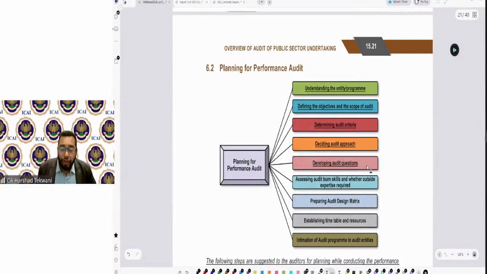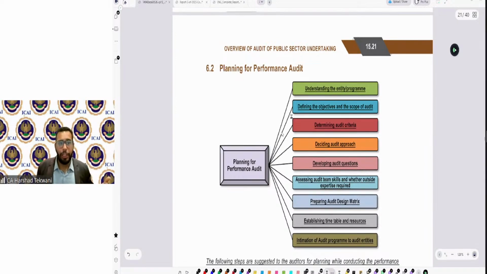Then developing audit questions. You assess audit team skills and whether outside audit expertise is required or not. You prepare audit design metrics, then you establish time and resources, and then you intimate the audit program. That is one part. That is the planning of the audit, not the performance. Performance will come. We are just talking about planning of the audit. And then based on the plan, you go and you perform the audit.